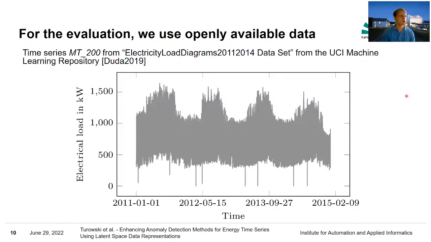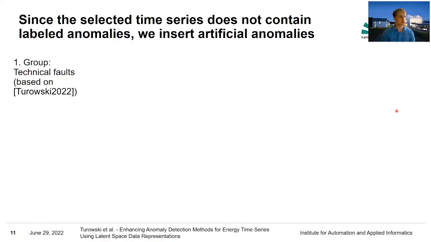We use openly available data, in this case the electricity load diagrams data set from the UCI machine learning repository, and from this data set the time series MT200, because it's available for 3 years and it shows typical daily, weekly and yearly patterns. Since this data does not contain any labeled anomalies, we insert artificial anomalies, and in fact we do this for two groups of anomalies.